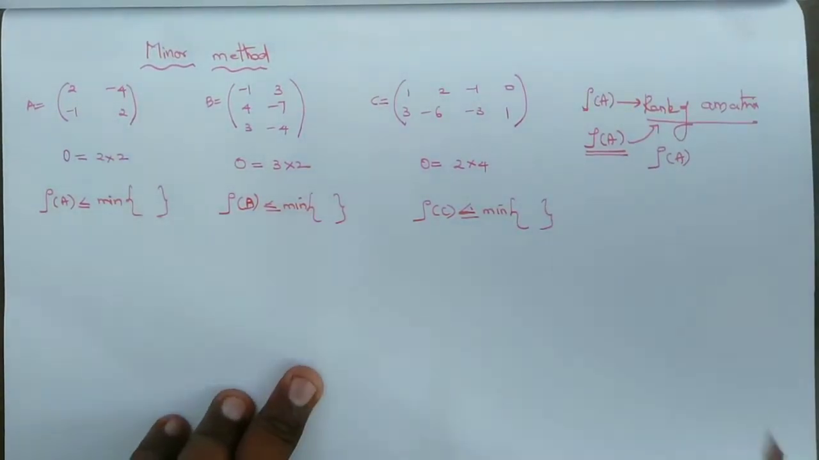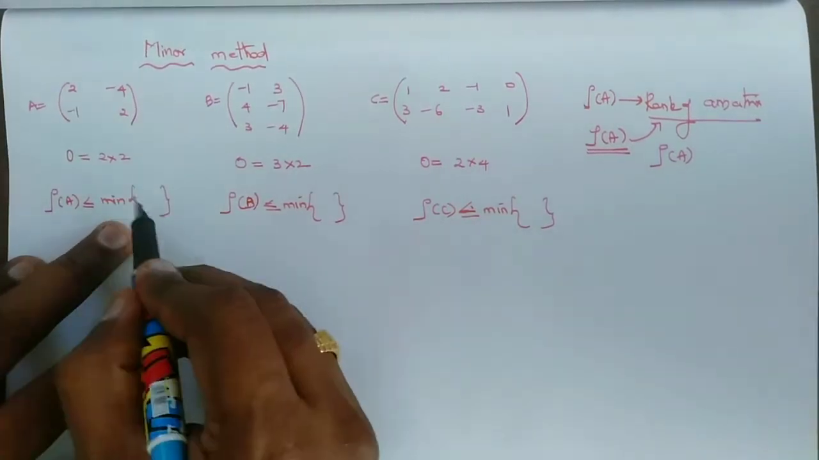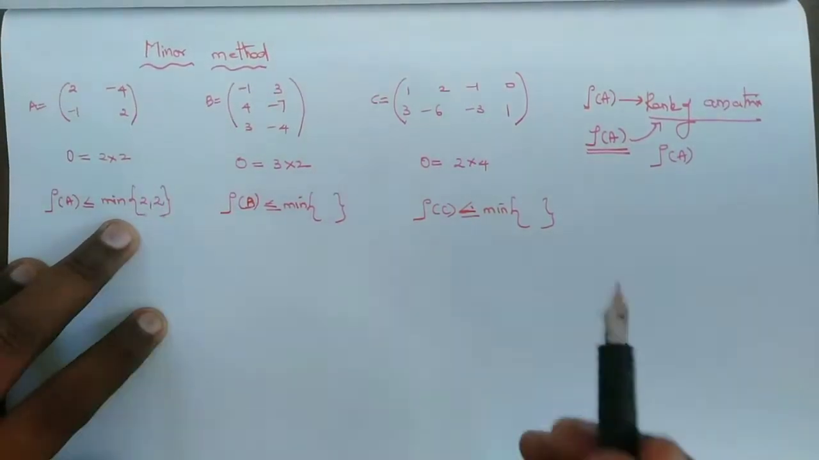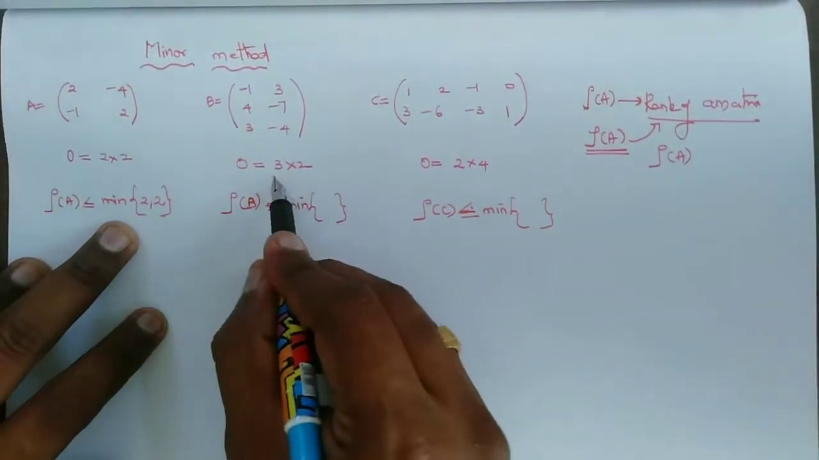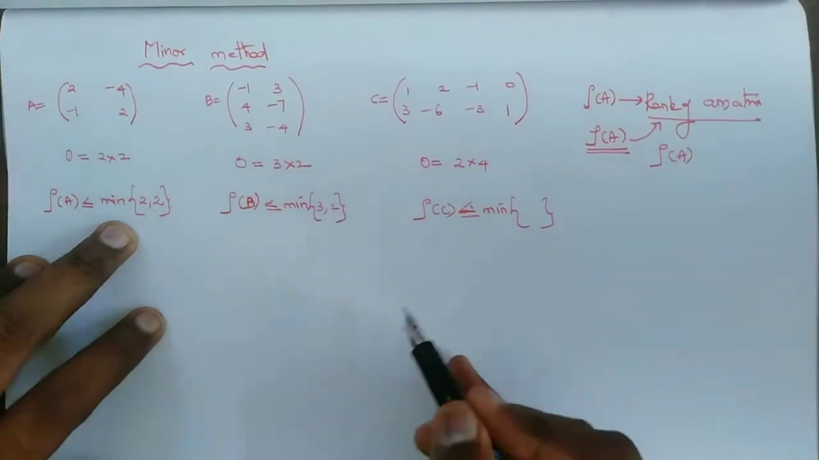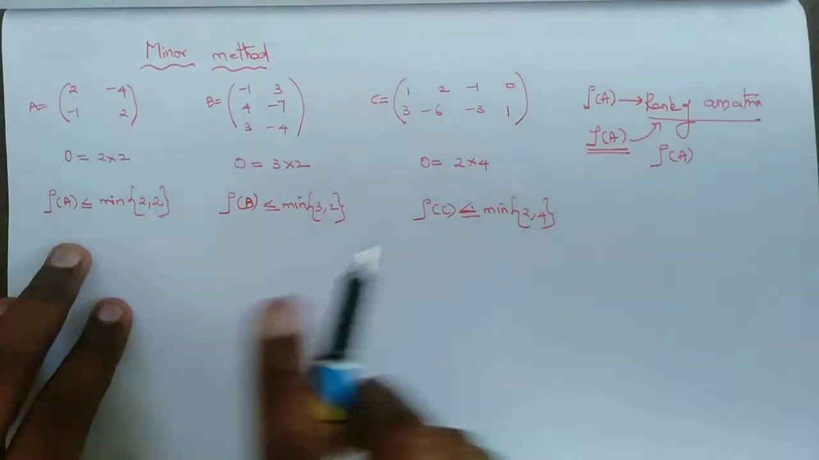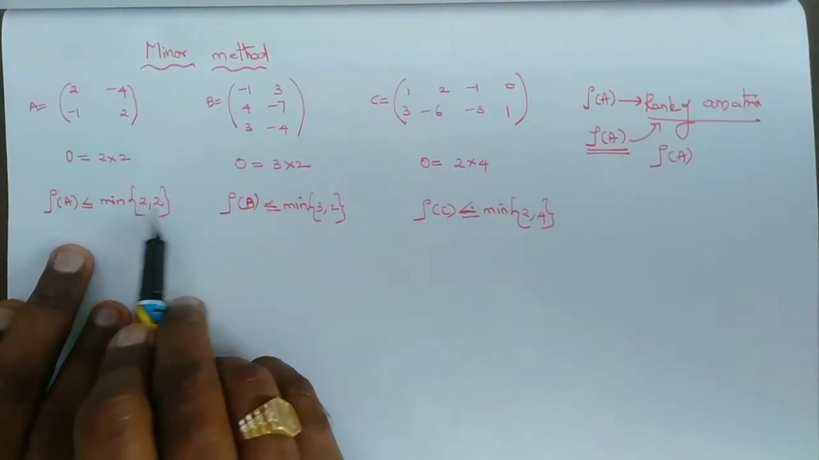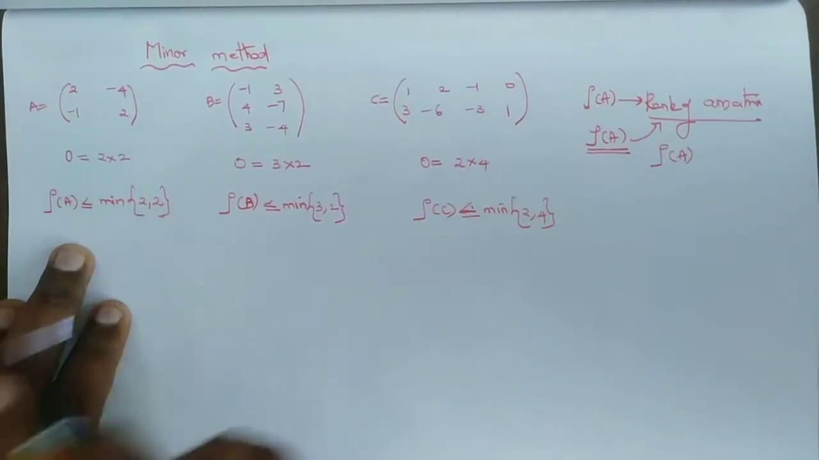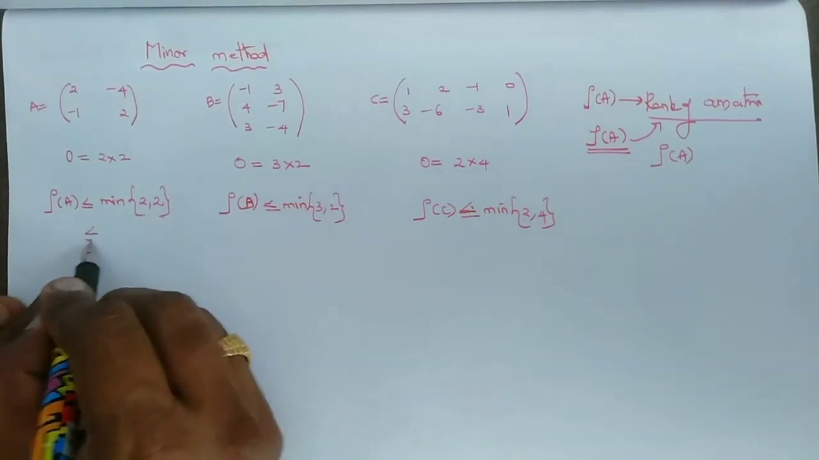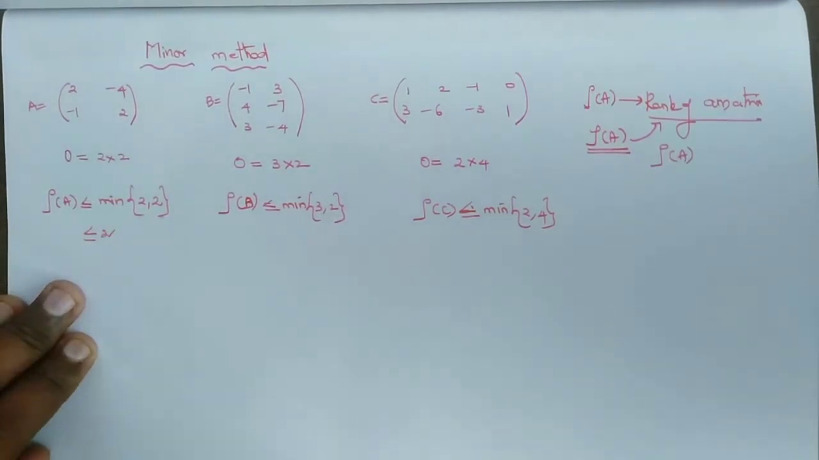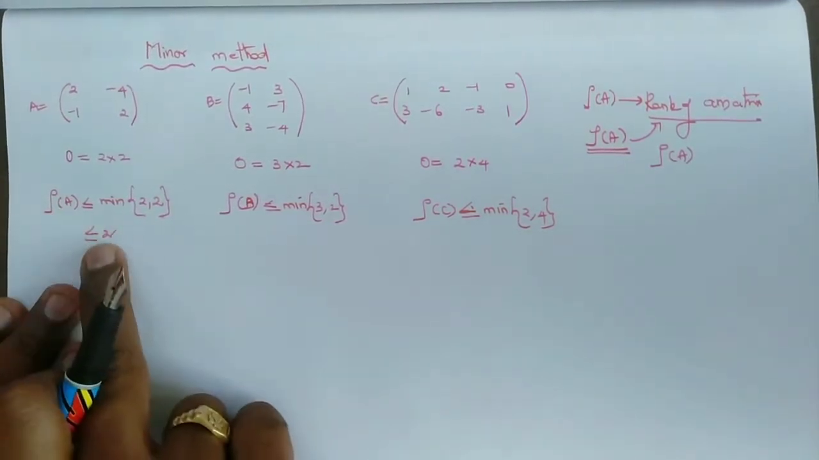What is the minimum of? The minimum of the order. Here 2 rows, 2 columns. Here 3 rows and 2 columns. Here 2 rows, 4 columns. If you see which one is minimum here, both are 2. In both, 2 is the minimum, so we can write less than or equal to, no problem. Therefore, the rank of a matrix will be less than or equal to this.